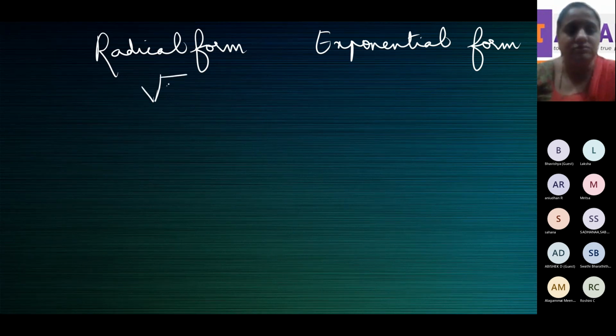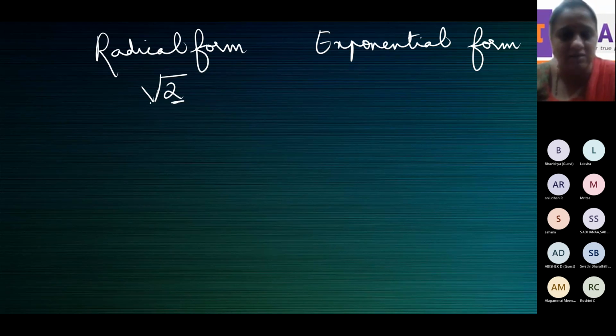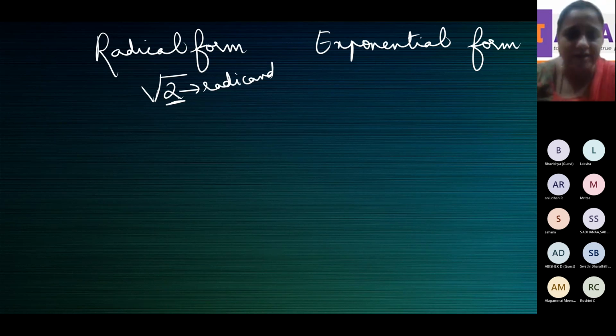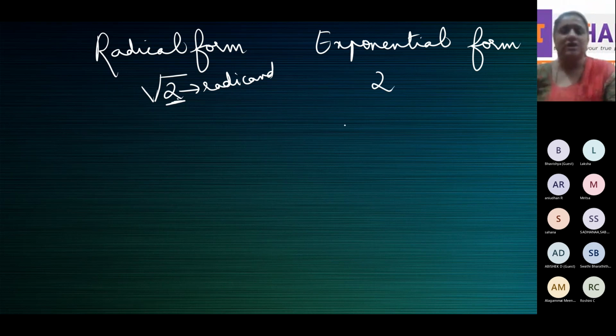Now, this is the radical form. For the exponential form, write this radical as it is. This is called the radicand. Write this one as it is. Now this one, there's a 2 here, no? Write it as its reciprocal, so 1 by 2.